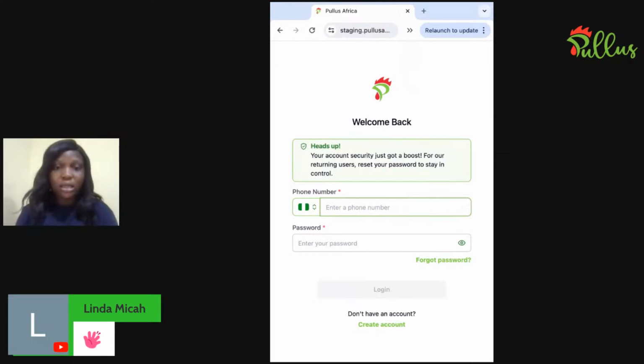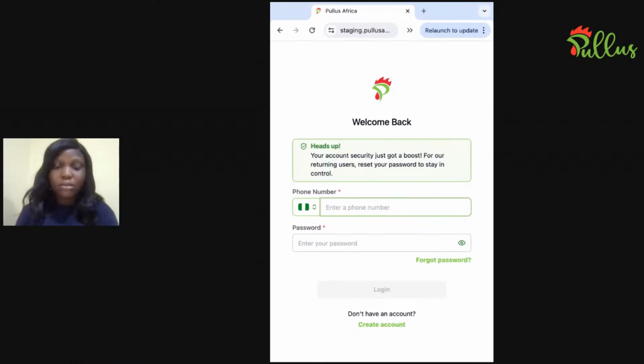Now let's sign in with the login details that we had. Okay, no, before we sign in, now you have done your reset password. Okay, let's sign in with our phone number and password. When we're done signing in, for new users, I will come back to show you how to create an account. Deal? Okay, let's do that.